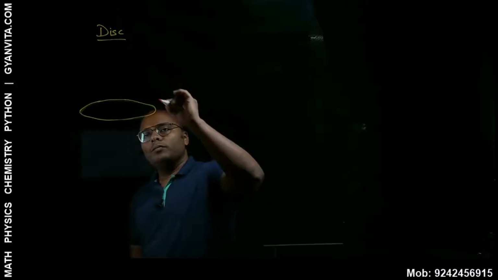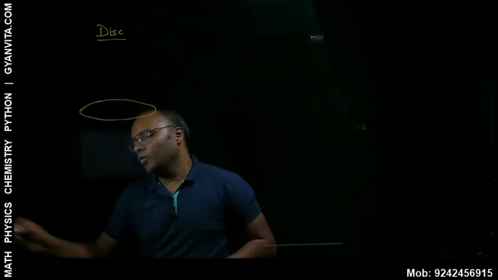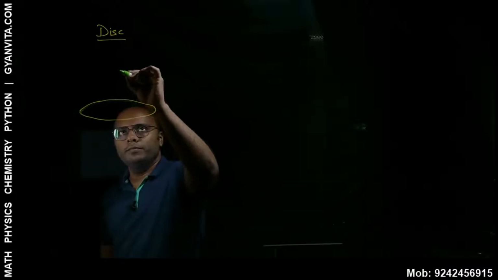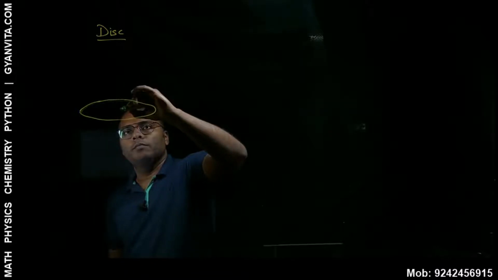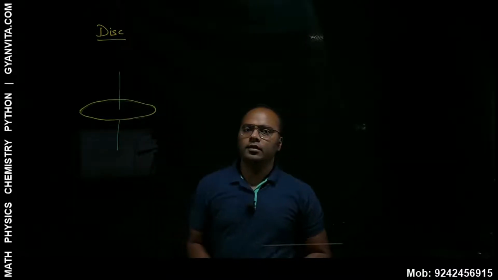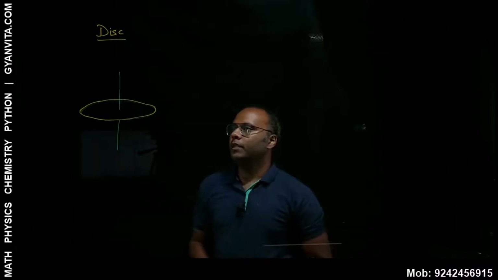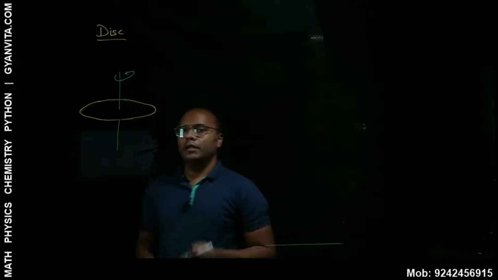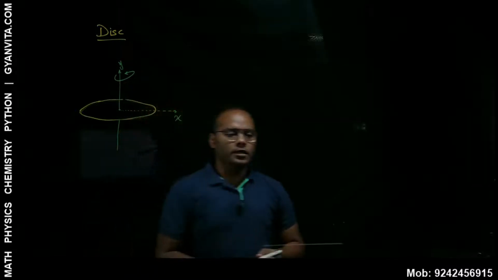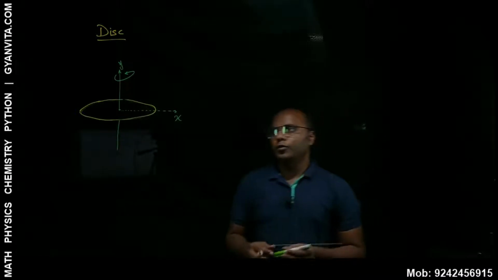Now to start with, we will go with the main axis of this disk, which is the axis that passes through the center and is perpendicular to the plane. This is the axis along which we are going to find the moment of inertia. That means we want it to rotate like this. Suppose this is our origin, this is our x-axis and this one is the y-axis. The disk is free to rotate about this axis.